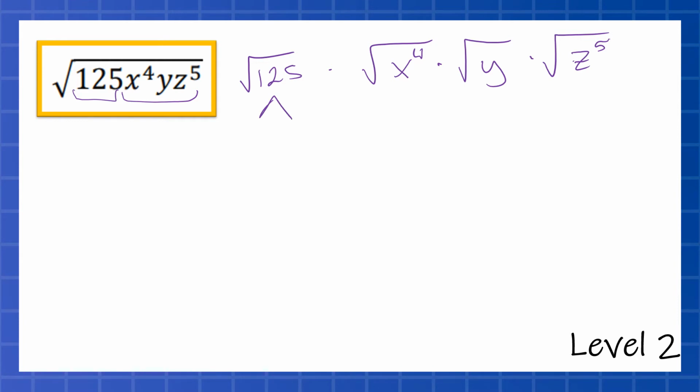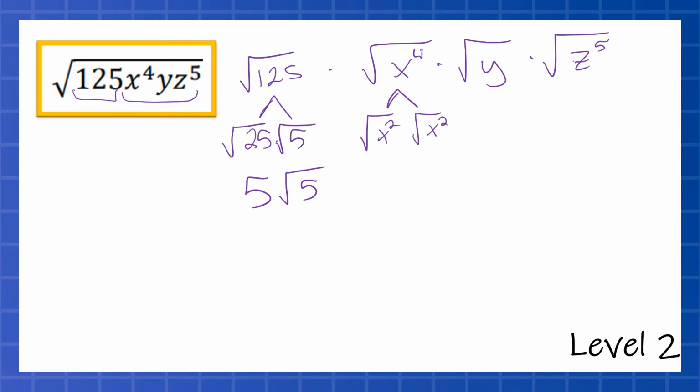So that would be like 25 and 5. So the square root of 125 is like the square root of 25 and the square root of 5 multiplied together. Again, using that product property. I know that the square root of 25 is 5. The square root of 5 is unfortunately just square root of 5. It's a prime number, it doesn't square root. When I look at x to the 4th, that's the square root of x squared and the square root of x squared multiplied together. So that is simply x times x, or x squared. And there's nothing left underneath the square root.